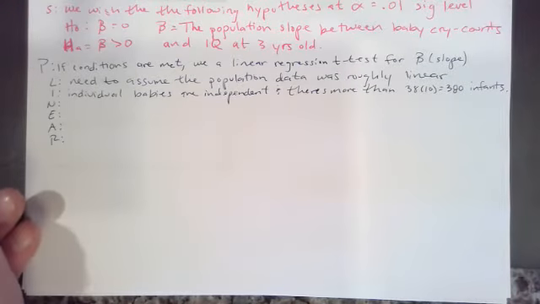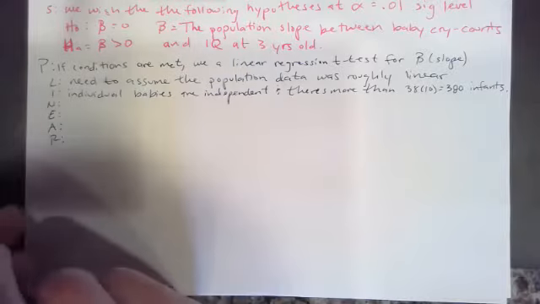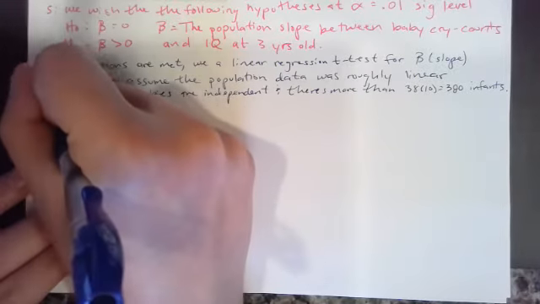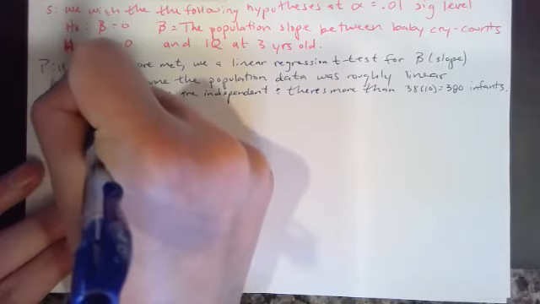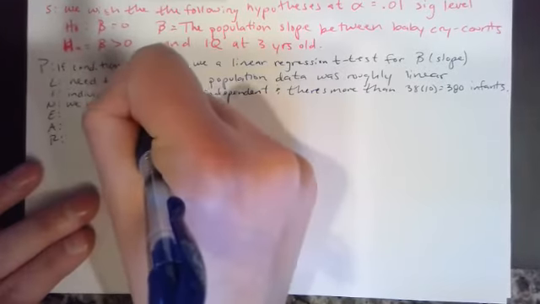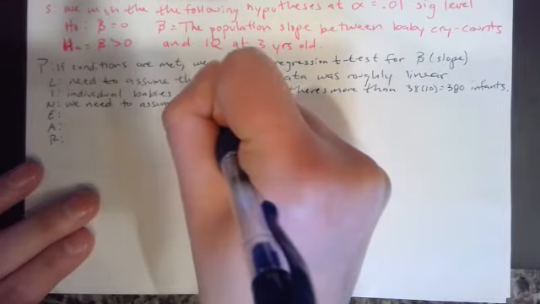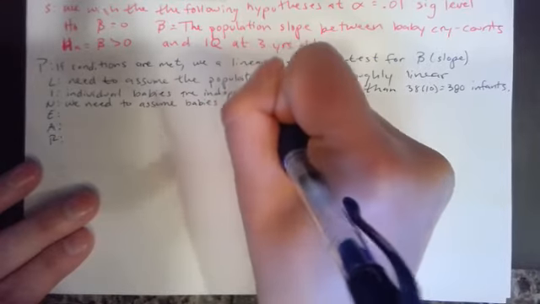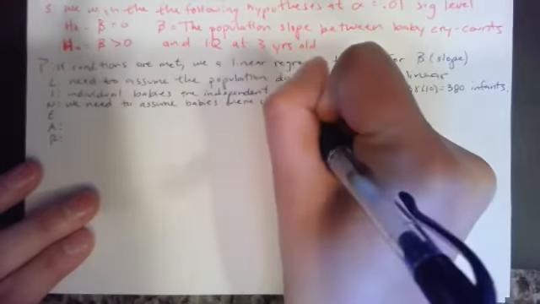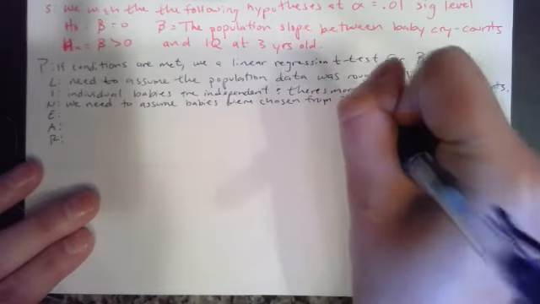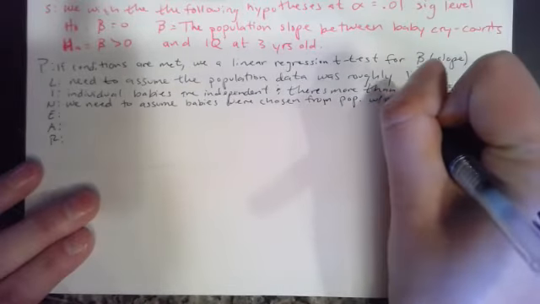Okay, for normal, once again, we'll just assume that IQs are normal. So we need to assume babies were chosen from a population with normally distributed IQ.